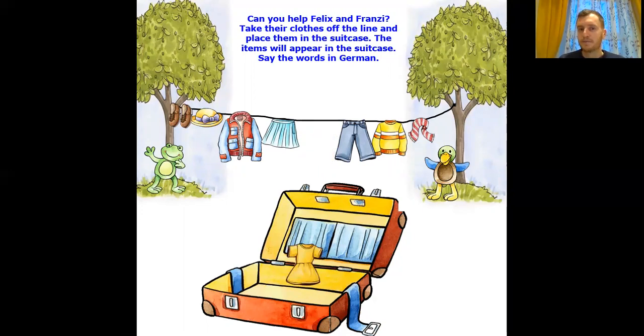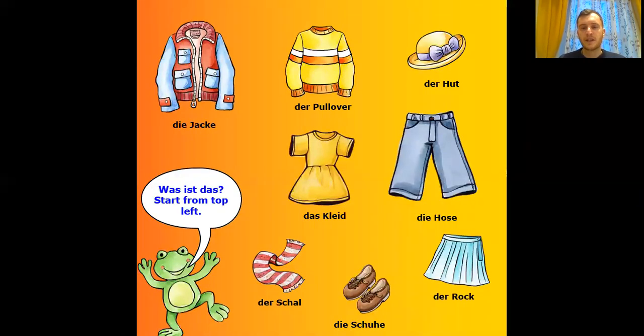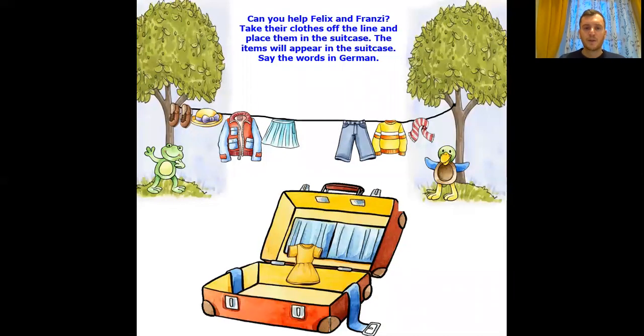What's going to be next? What's disappeared and what's now appeared in the suitcase? What's the English word first of all? We'd say a skirt, a skirt. Let's go back and see what the German word is. That is der Rock, der Rock. So we've got das Kleid, der Rock.